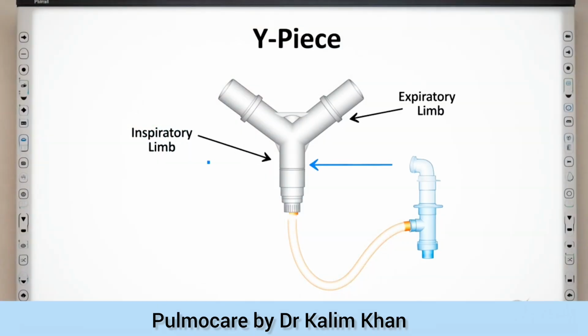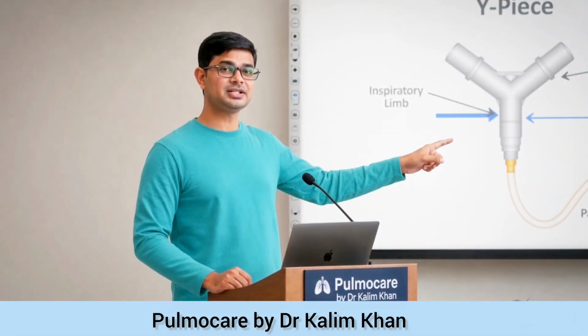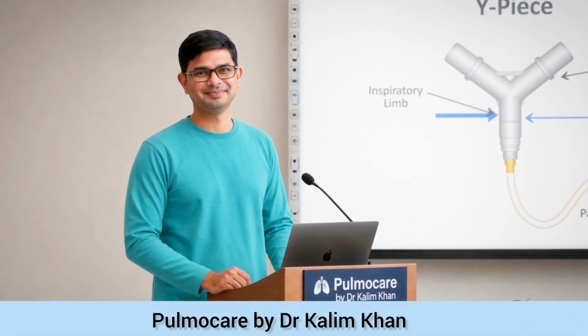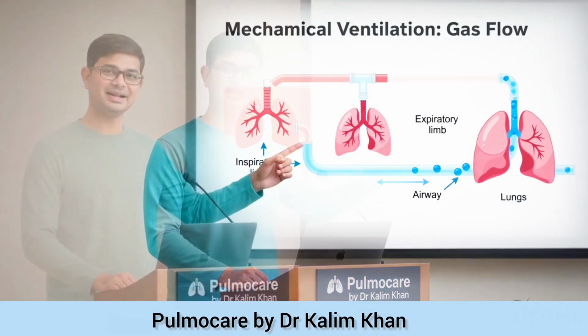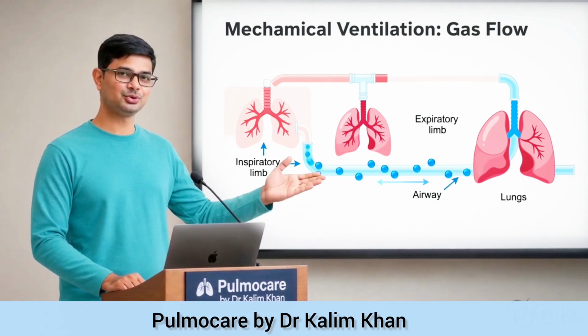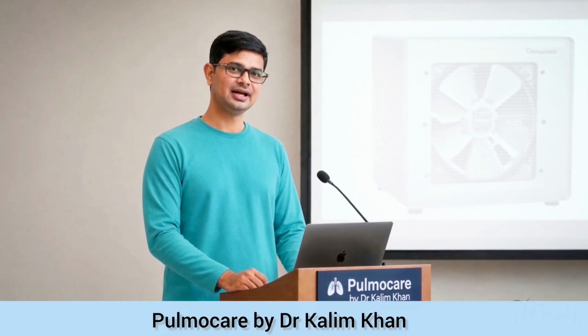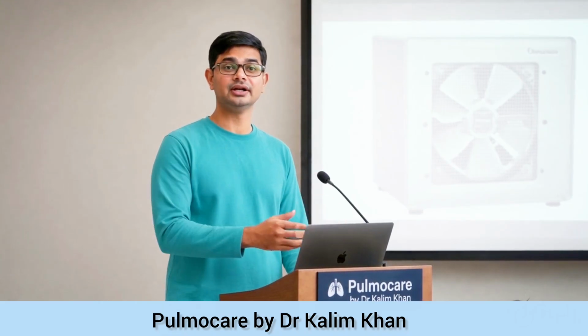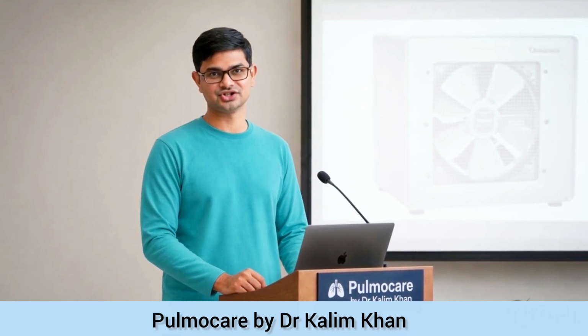Next is the Y-piece. The inspiratory and expiratory limbs meet at the Y-piece, which connects the breathing circuit to the patient's airway. During inspiration, gas travels through the inspiratory limb and enters the airway. During expiration, exhaled gas returns through the expiratory limb. Because the Y-piece is close to the patient, accidental disconnection at this point can cause an immediate loss of ventilation.